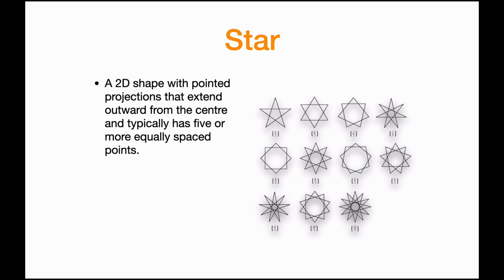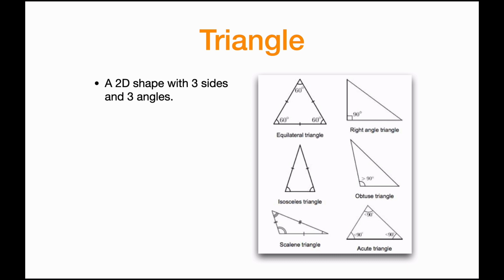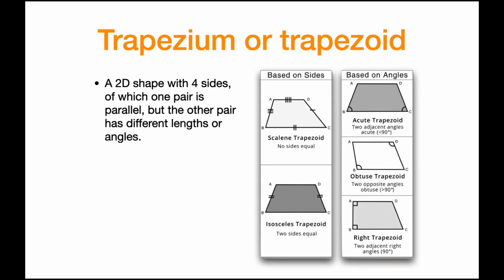Star. A 2D shape with pointed projections that extend outward from the center and typically has 5 or more equally spaced points. Triangle. A 2D shape with 3 sides and 3 angles. Trapezium or trapezoid. A 2D shape with 4 sides, of which one pair is parallel, but the other pair has different lengths or angles.